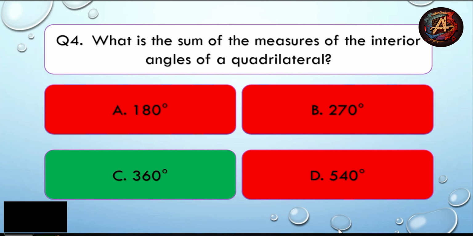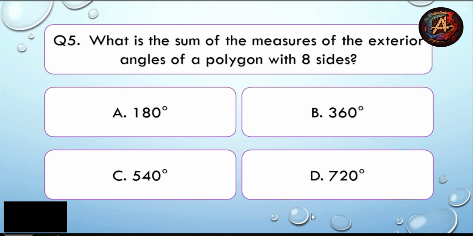All right. So, now let us go to question number 5. What is the sum of the measures of the exterior angles of a polygon with 8 sides? Is it A, 180 degrees, B, 360 degrees, C, 540 degrees, or letter D, 720 degrees? I'll give you 5 seconds.